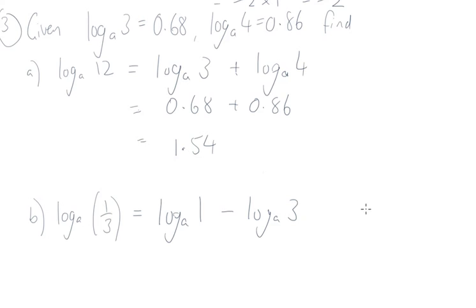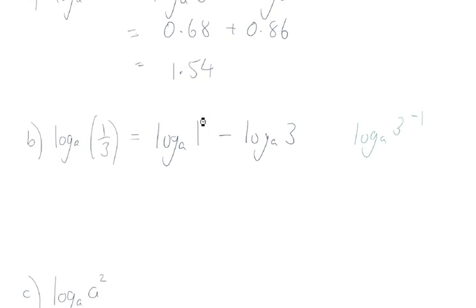I could do it a different way as an alternative. I could have said this is also equal to log base a of 3 to the negative 1. That would also be fine. There's no issue with that at all. Different working, but you will get the same answer in the end. Log base a of 1, your identity laws should be telling you this is equal to 0, minus log base a of 3. Log base a of 3 came to you in the question at 0.68. So the answer for this is minus 0.68.